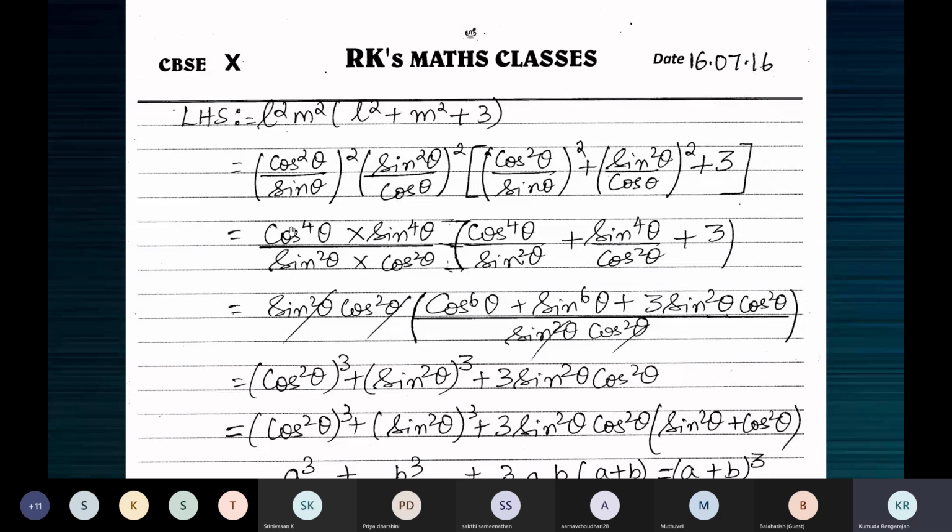Outside, what happens? Please look at the terms we have outside the bracket. This is cos theta to the power 4, which is cos theta into cos theta into cos theta into cos theta. And in the denominator we have cos square theta, cos theta into cos theta. We have 4 cos thetas in the numerator and 2 in the denominator. So 2 in the denominator and numerator will get cancelled, correct? And that will give you cos square theta.